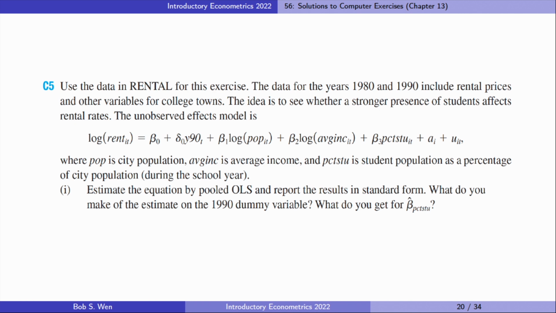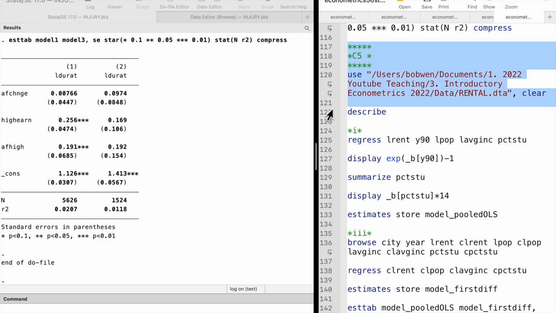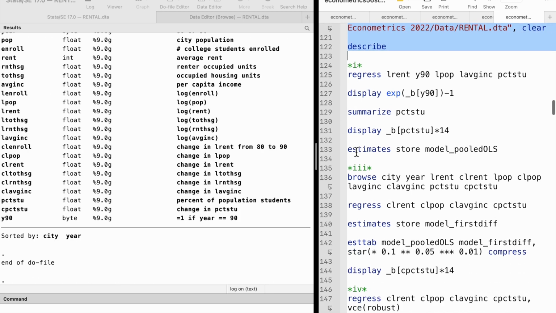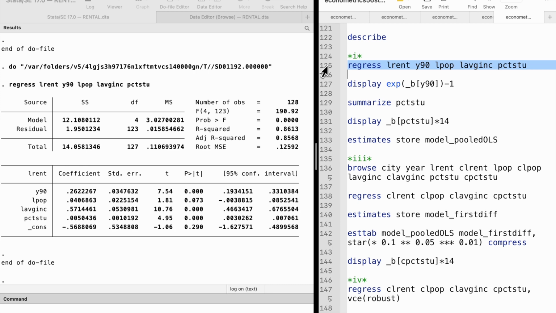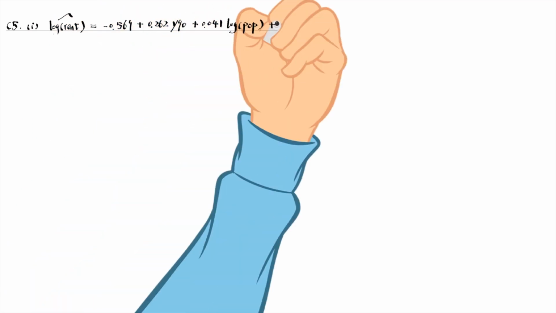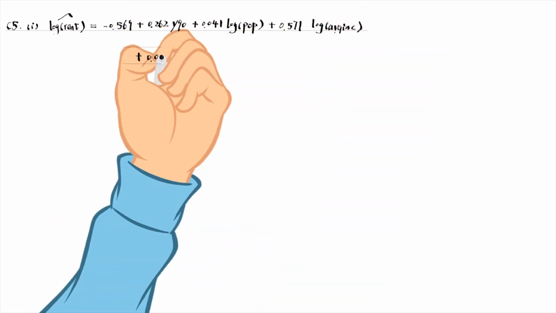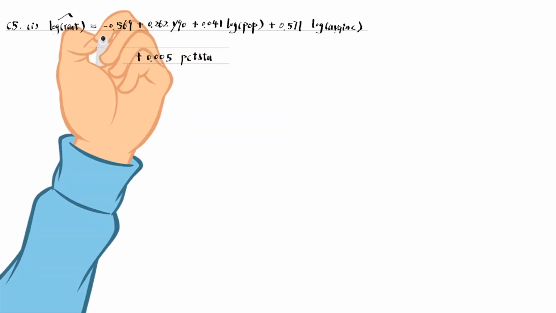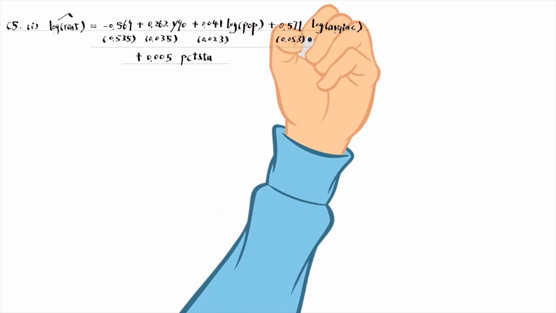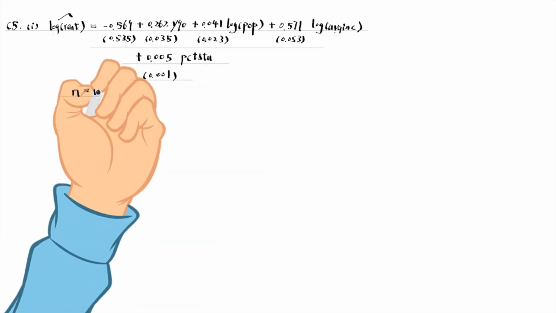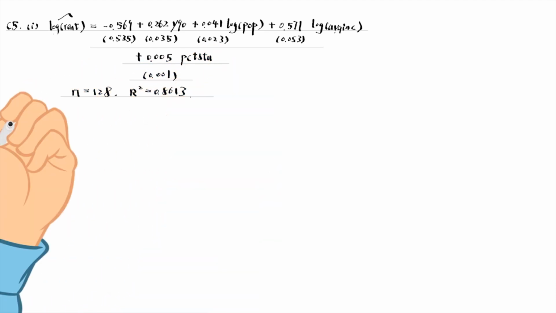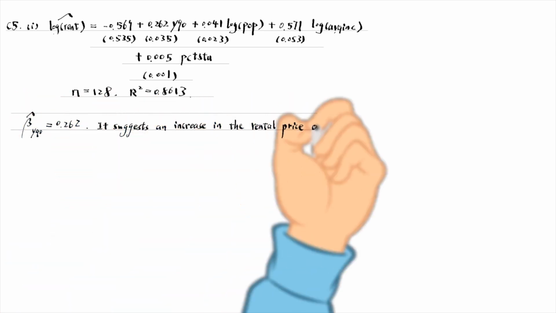We will estimate the equation by pooled OLS in part 1. We use the regress command in Stata to obtain the pooled OLS estimates. The estimated equation is as follows. The estimate on the 1990 dummy variable is 0.262. It suggests an increase in the rental price over time.